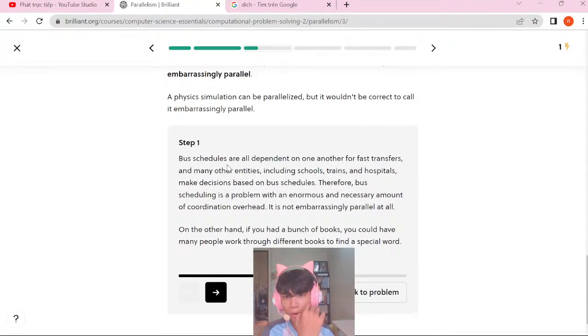Bus schedules are dependent on one another for fast transfers, and many other entities, including schools, trains, and hospitals, make decisions based on schedules. Therefore, scheduling is a problem with an enormous and necessary amount of coordination overhead. It is not embarrassingly parallel at all. On the other hand, if you had a bunch of books, you could have many people work through different books to find a specific word.